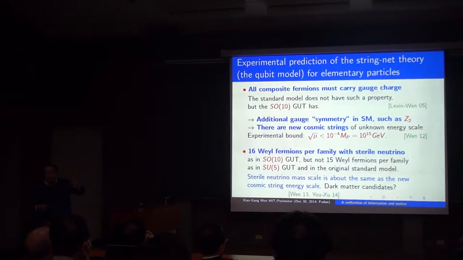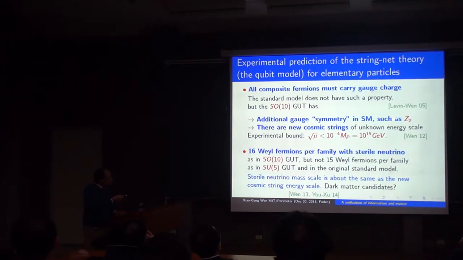So that says the core energy of this new gauge field should be pretty small, about 7 orders of magnitude smaller than the GUT scale or Planck scale.